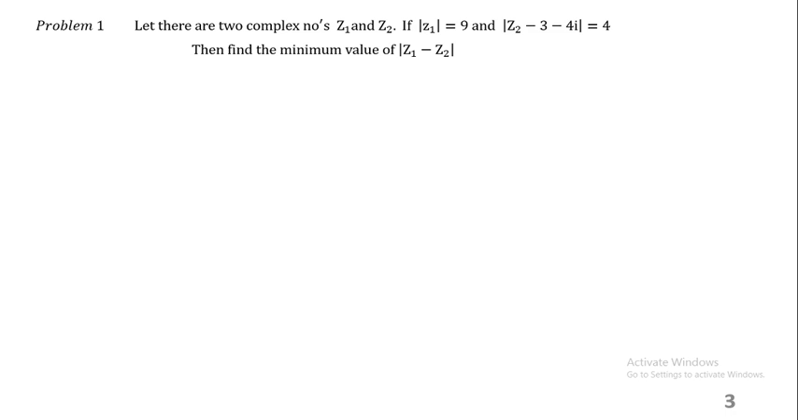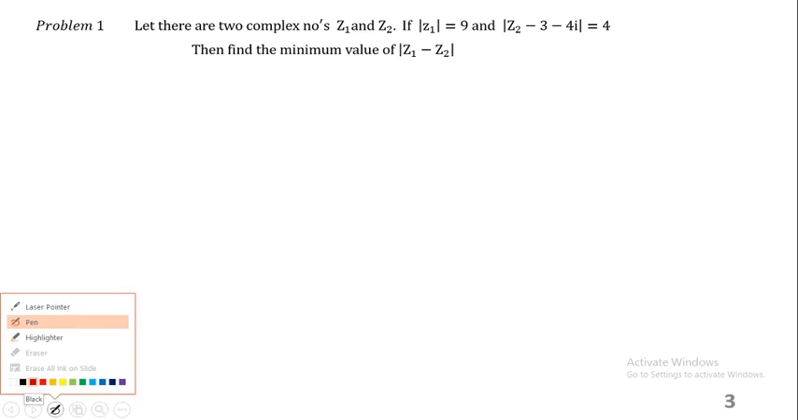The problem is: let there be two complex numbers z1 and z2. If the magnitude of z1 is 9 and the magnitude of z2 minus 3 minus 4i is 4, we are given the magnitude of z1 and we are not given the magnitude of z2. Instead, we are given the magnitude of z2 minus (3 minus 4i), which is 4. And we have to find the minimum value of the magnitude of z1 minus z2.